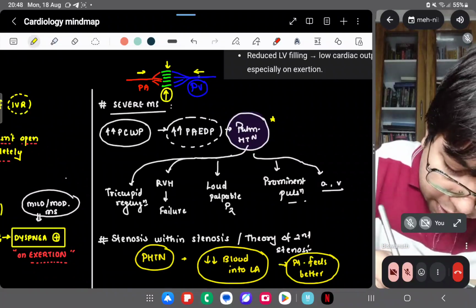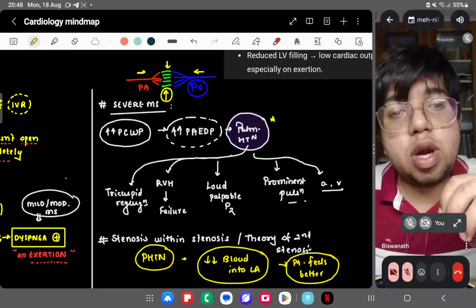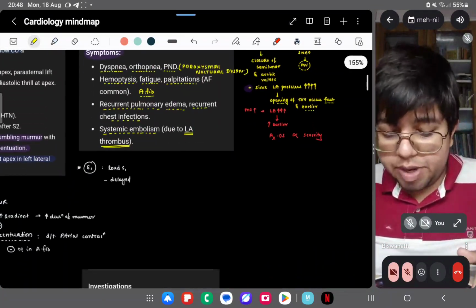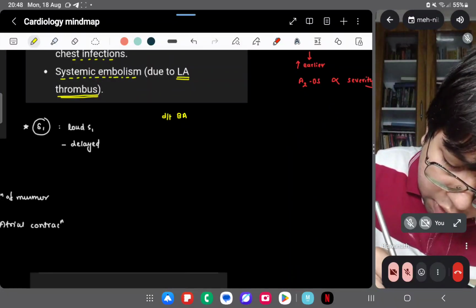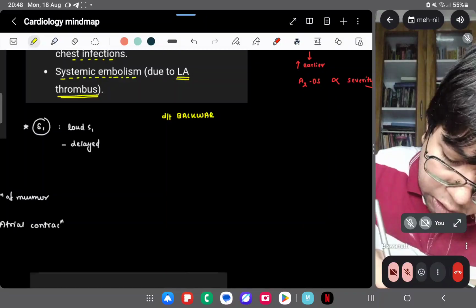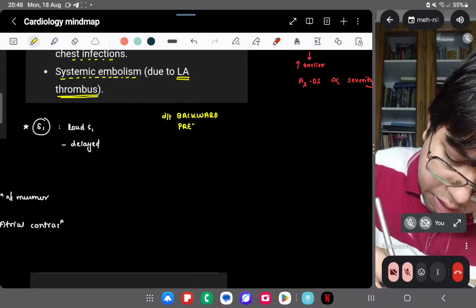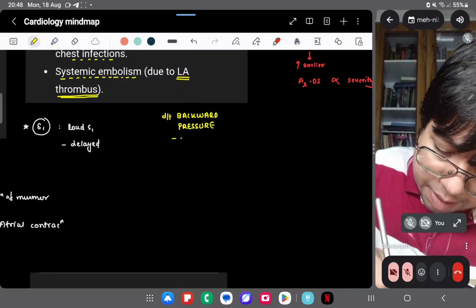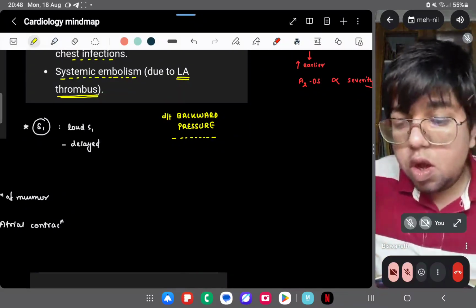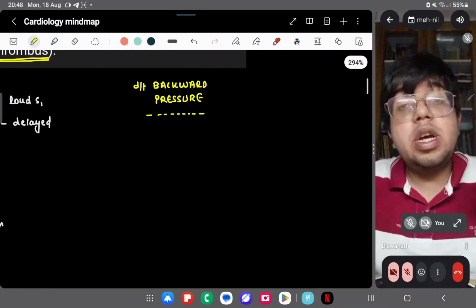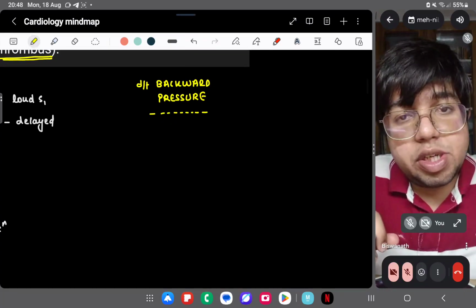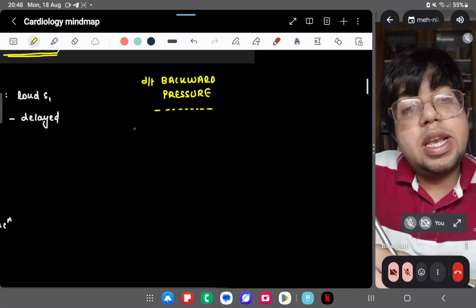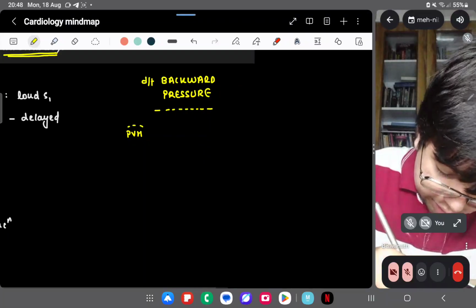This forward pressure will have a backward pressure. This backward pressure is responsible for some effects. What will be the effects due to backward pressure? RVH was the effect of forward pressure. Due to backward pressure, the clinical feature, there will be PVH.